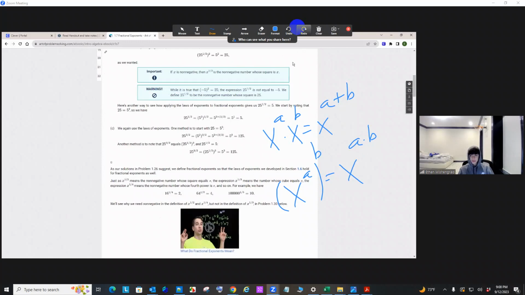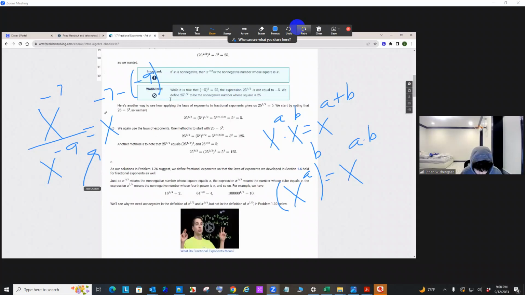A and b can be anything, literally anything. A and b can be fractions. A and b can be negative numbers. Like x to the negative 7 divided by x to the negative 9 is x to the negative 7 minus negative 9. See, because when you divide them, you subtract the exponents, right? So you just blindly follow it.